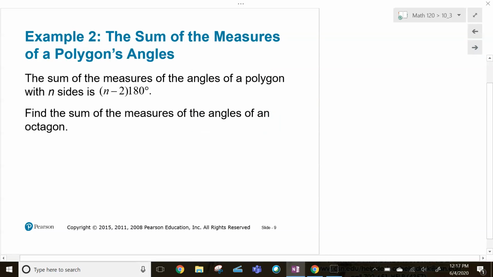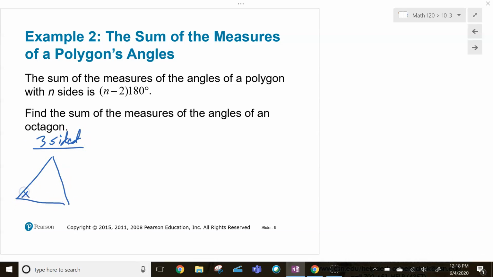All right, the sum of the measures of a polygon's angles. So the sum of the measures of the angles of a polygon with n sides is (n minus 2) times 180. And you know what? I think it's worth a discussion to talk about, kind of inductively, why that is. Let's think about if we had a three-sided polygon, so a triangle, right? Let's say we had a triangle. If we were to add up the interior angles, x plus y plus z, by Euclid's theorem, we know that those add up to 180 degrees from last time, right?